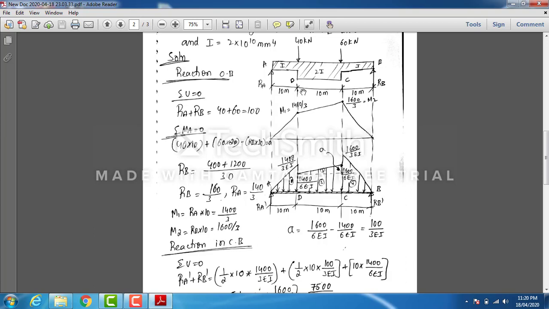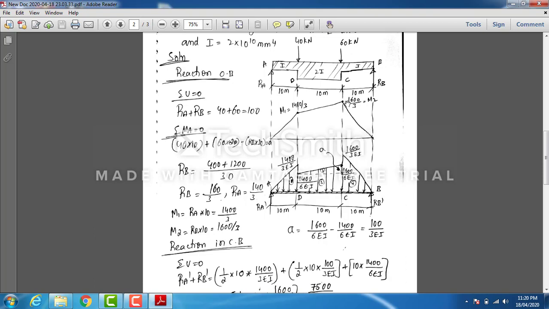So you got two values. At point E it is 1400 by 3. At point C it is 1600 by 3. Okay, so let me reduce the values by taking the cross section. So at point E we have two values of I. So for the first I it is 1400 by 3 EI. Next we have 2I, so divide this by 2. So it becomes 6. So 1400 by 6 EI.